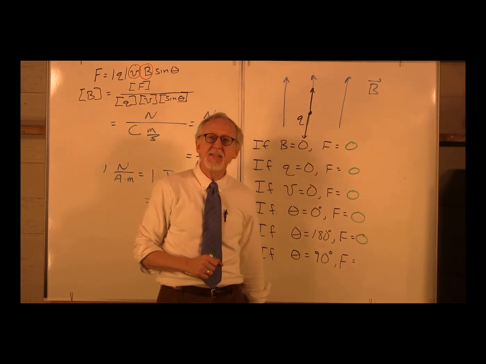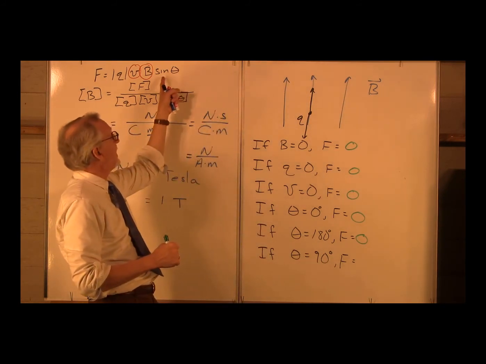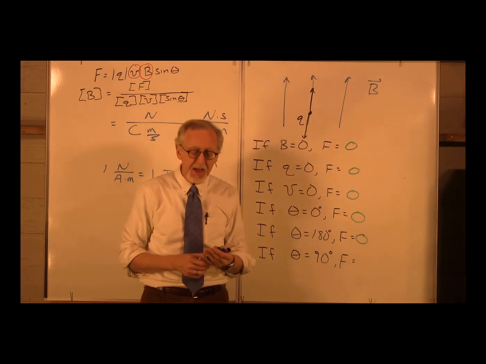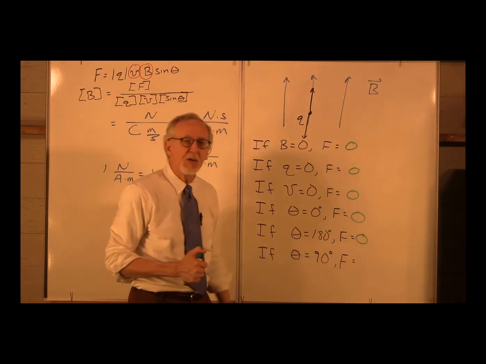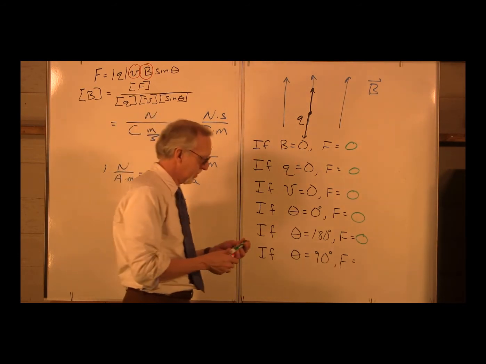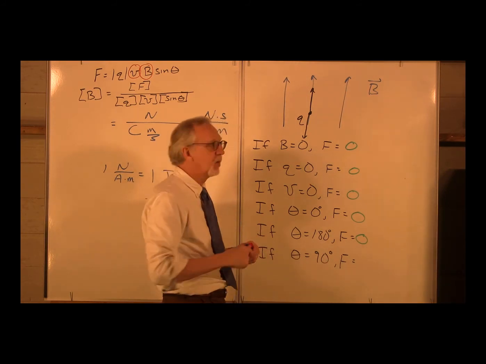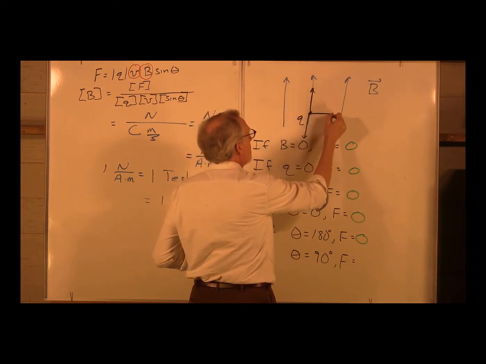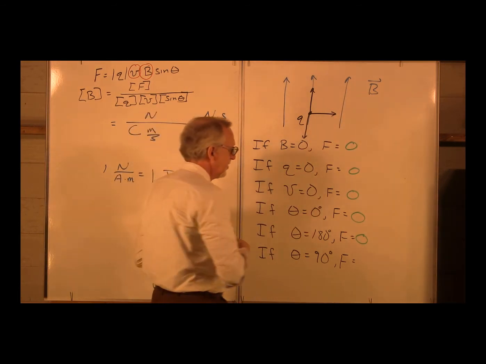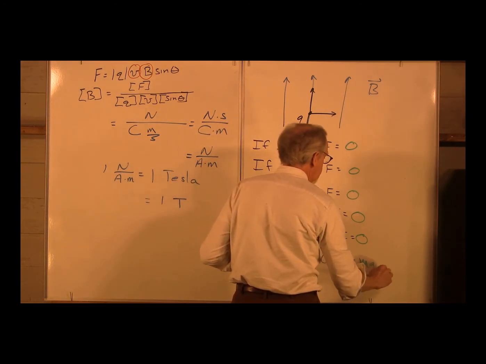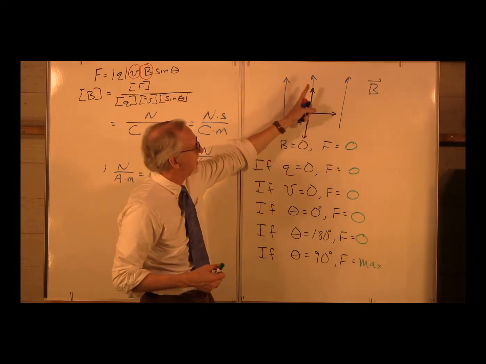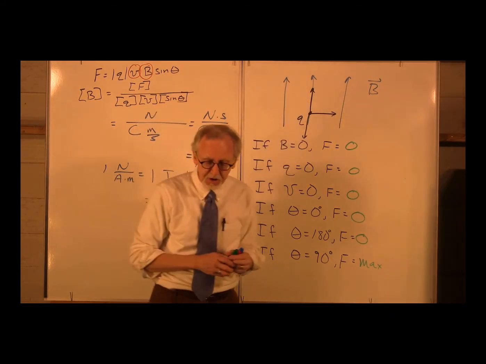What about theta is 90 degrees? Theta 90 degrees, sine of theta is 1. That's the maximum value that sine theta can have. That means the amount of force that we're going to get is the maximum amount of force for that particular direction. That means the charge is moving perpendicular to the magnetic field. In that case, the force that we get is the maximum force for that direction. Any other direction will give us less force. Very, very good.